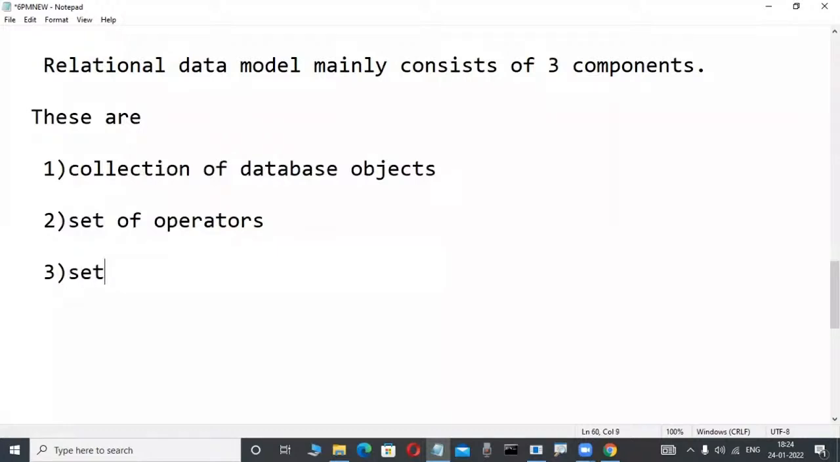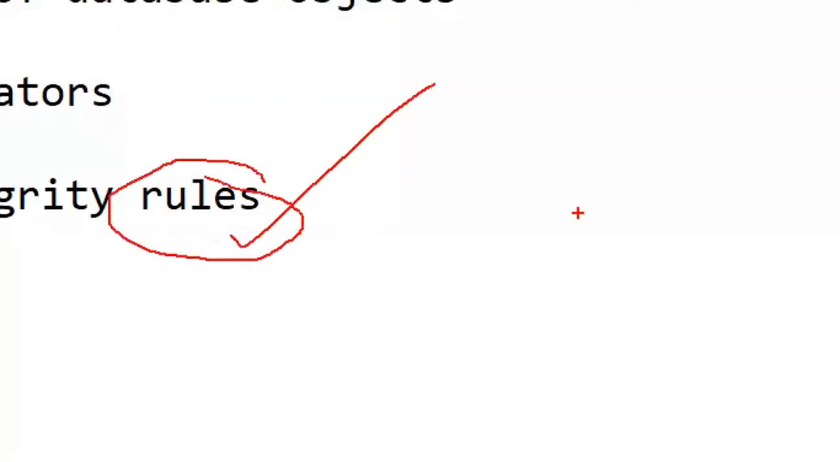Relational data model products always work based on a set of integrity rules. Very, very important. If you have an idea of these rules, you are not required to attend classes; you can learn in your own way. That is enough. That much powerful. So many fellows don't know these rules.